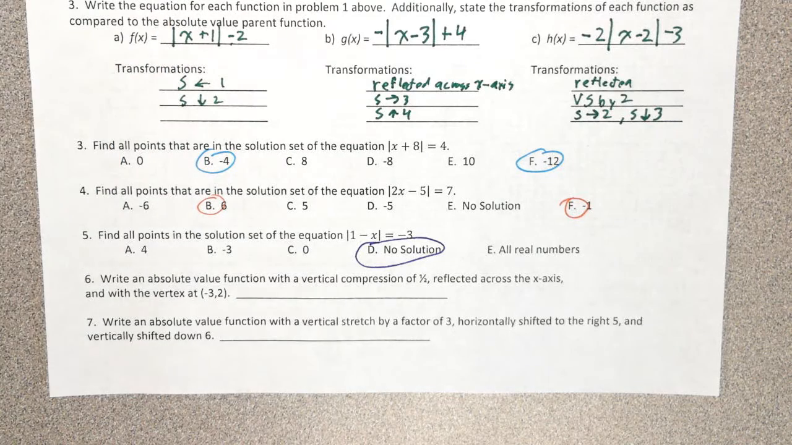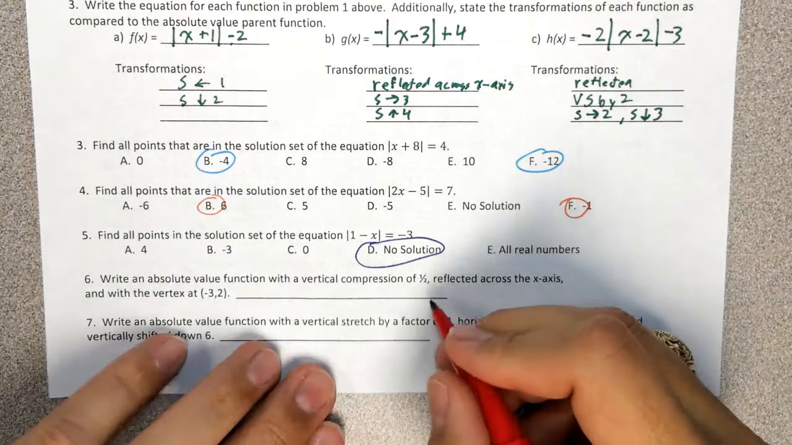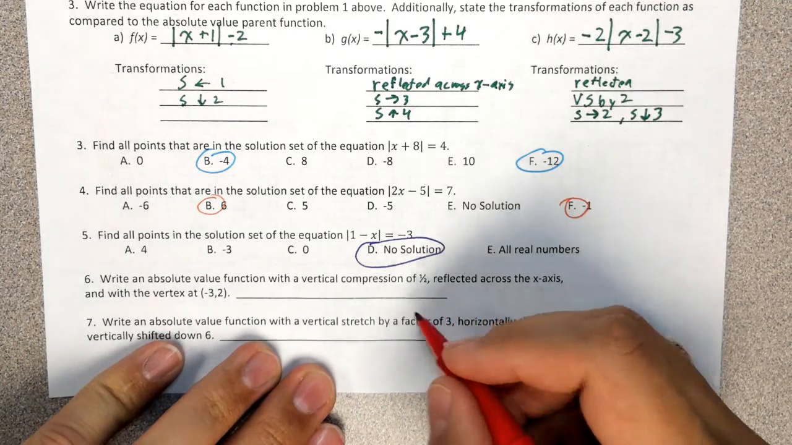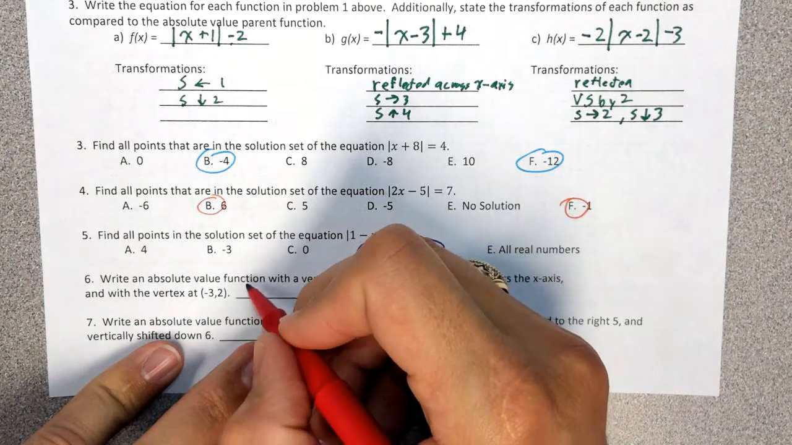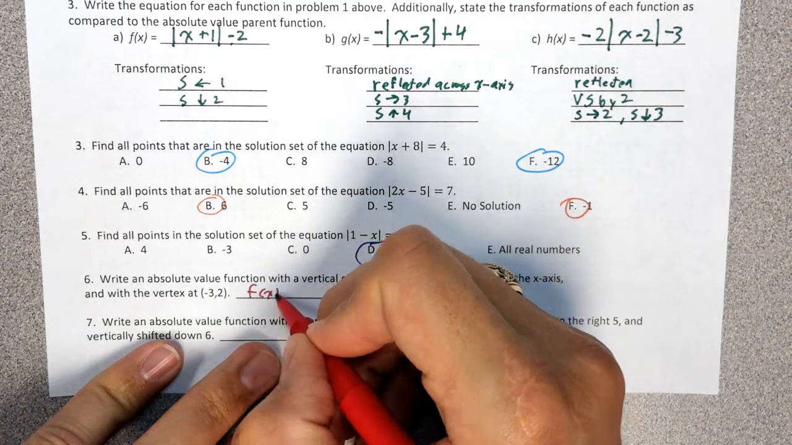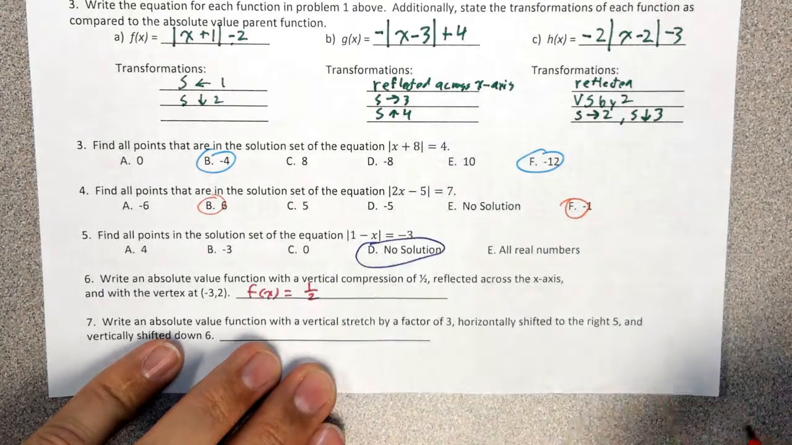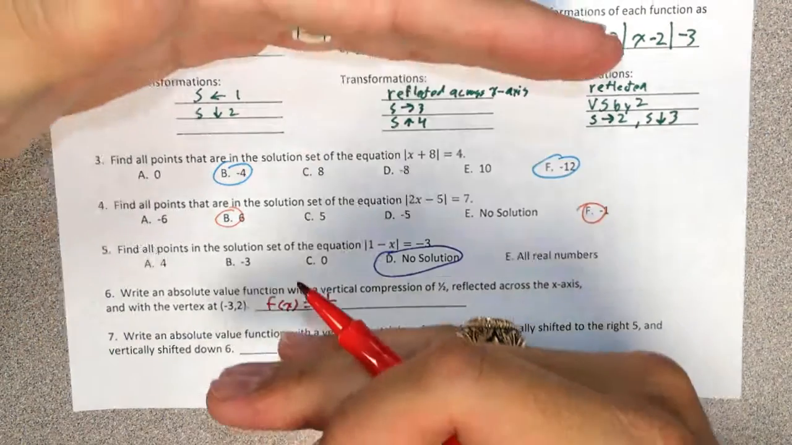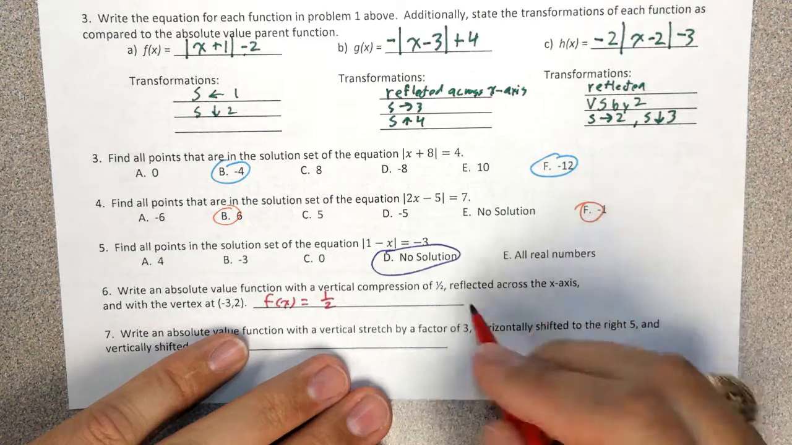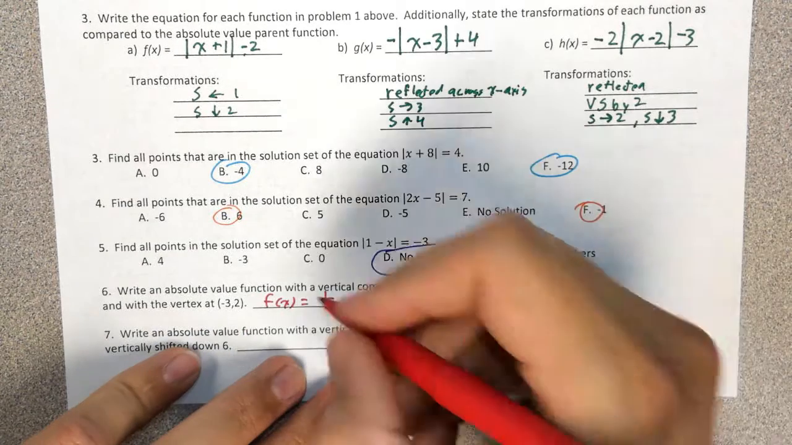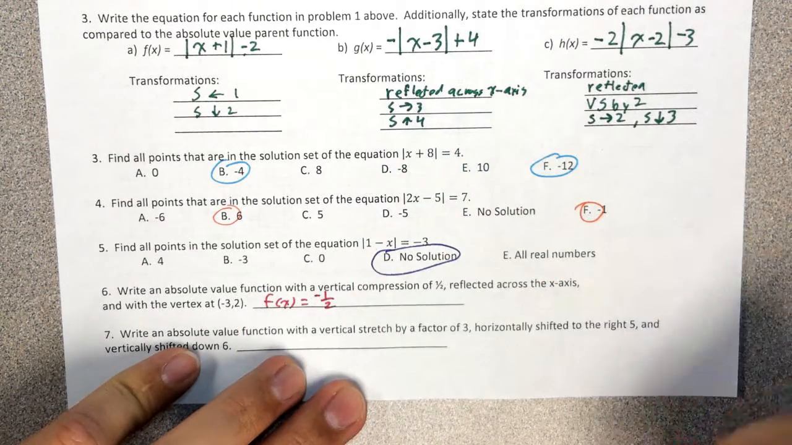Okay, next one we have write an absolute value function with a vertical compression of 1/2. So that means my vertical compression is going to come at the very beginning. Vertical compression, remember, that's squeezing it down so it's going to get flatter. Reflected across the x-axis means it's going to be negative. It means it opens downward.